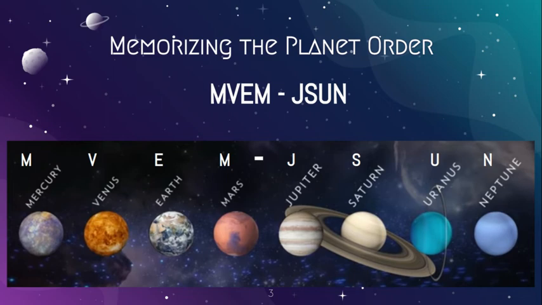Starting with MVEM. The first M stands for Mercury. The next one is Venus. The third rock from the sun is Earth. And then Mars. And I have a hyphen here, and I'll explain why that hyphen is there in just a minute. The next planet is Jupiter. Then Saturn with its rings. Uranus also has a ring.